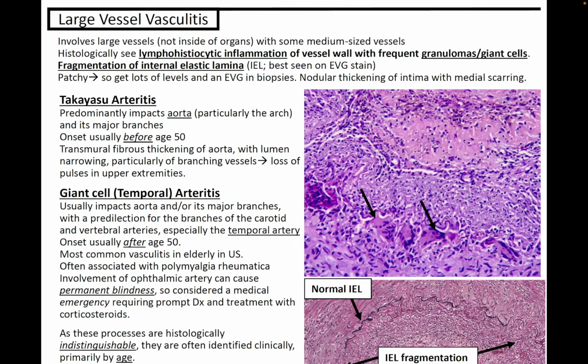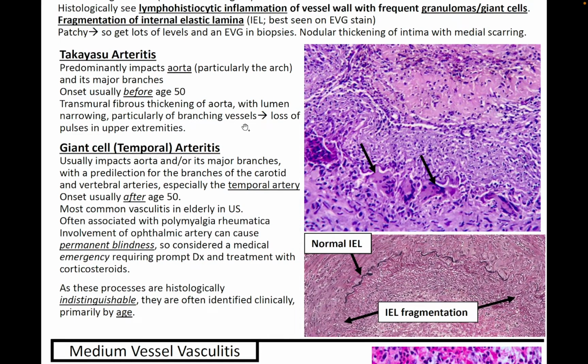with transmural fibrous thickening of the aorta with lumen narrowing particularly of branching vessels, with loss of pulses in the upper extremities. The other large vessel vasculitis is giant cell or temporal arteritis, which again usually impacts the aorta and or its major branches, with a predilection for the branches of the carotid and vertebral arteries, especially the temporal artery.